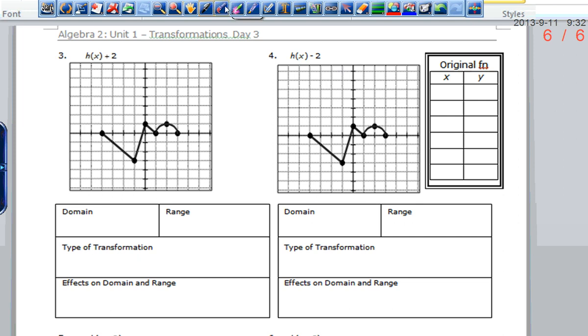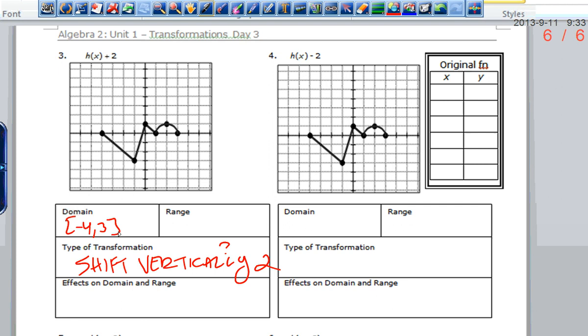Okay, what's the plus do on the outside? Up, down, left, right, what? Yeah, so it's a shift, we'll say vertically. Vertically 1 or 2? Shift vertically up 2. So is that changing our domain at all? So my domain is still going to be from -4 to 3 still?